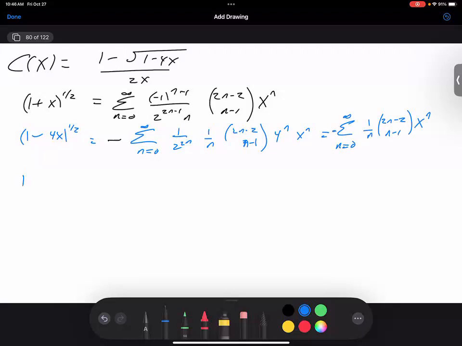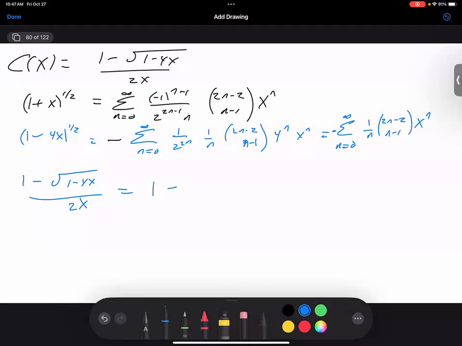So now if we look at 1 minus the square root of 1 minus 4x over x, I know that the constant term is going to just be 1. Oh, no, I'm sorry, we have a 2x over here. Sorry, we have a 2x, right? So I know the constant term is just 1. We've talked about this before.